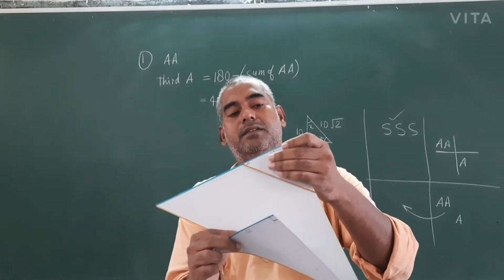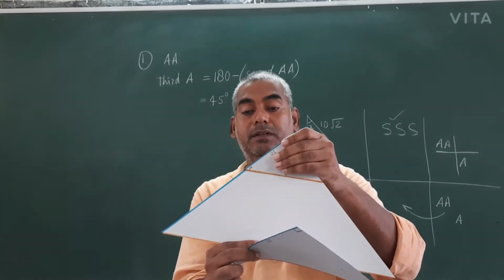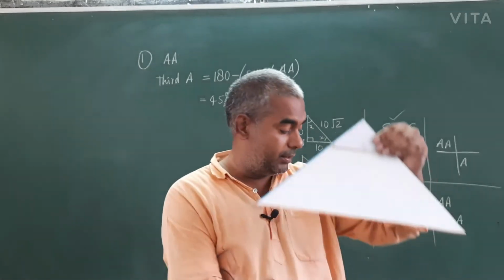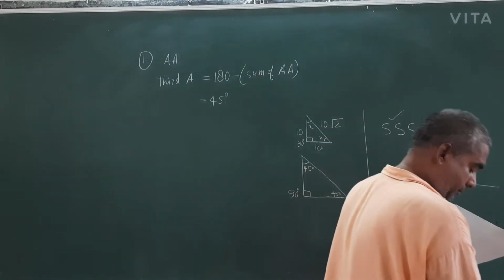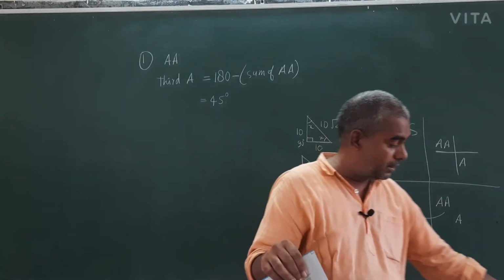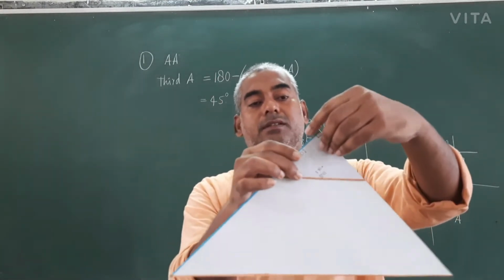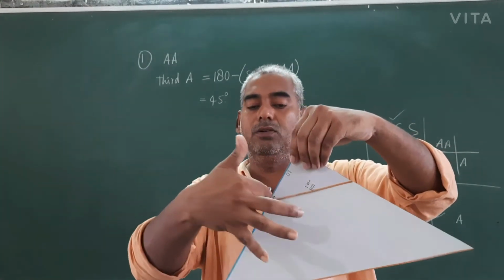In chapter number 6, theorem 6.1. What was the theorem? If all three angles are equal, in this the three angles are equal. You can confirm it. This is an angle and this is parallel. So all three angles will be equal.